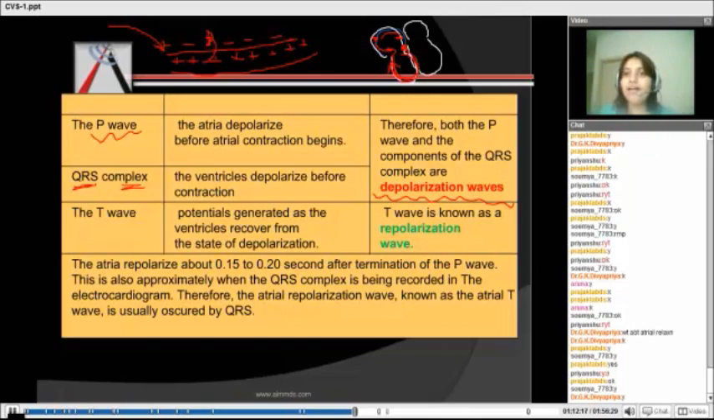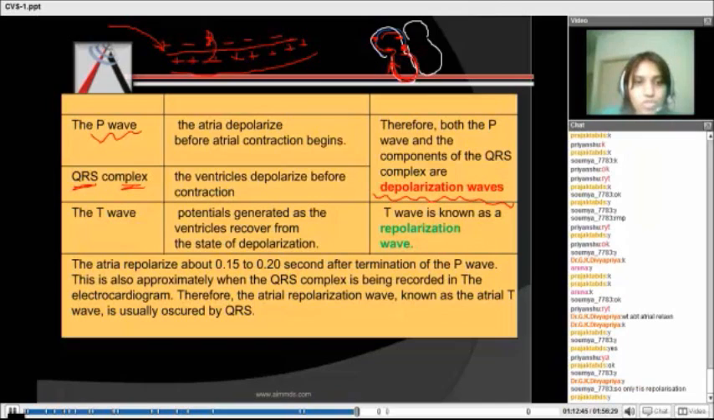So always the ECG will have a depolarization wave and a repolarization wave. Your P wave and QRS waves are depolarization waves. The P wave is an atrial depolarization wave. The QRS complex is a ventricular depolarization wave, while the T wave is a repolarization wave of the ventricles. Hopefully you can answer all the questions regarding that.